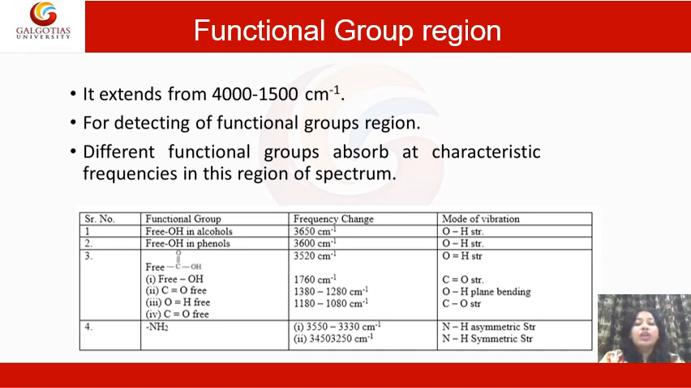Now, what is the functional group region? It extends from 4000 to 1500 cm inverse. The functional group region is useful for detecting the functional groups. Different functional groups absorb at characteristic frequency in this region of the spectrum. This table shows the various functional groups with their frequency range and mode of vibration.